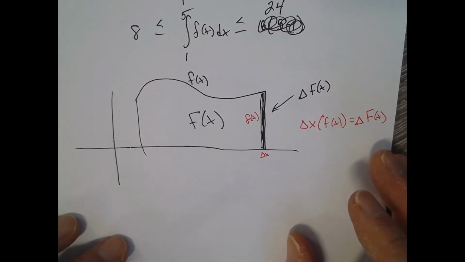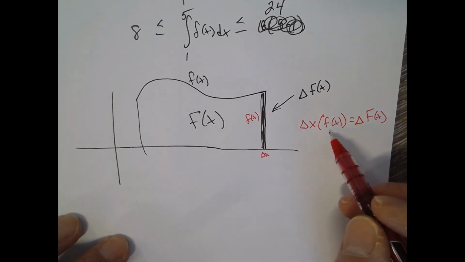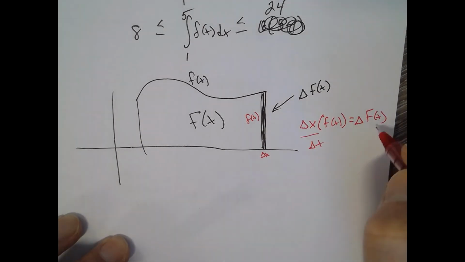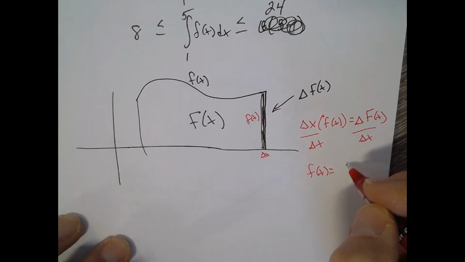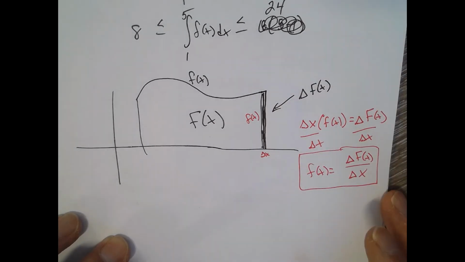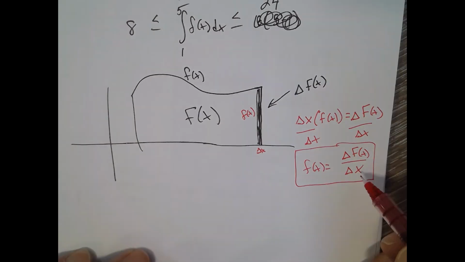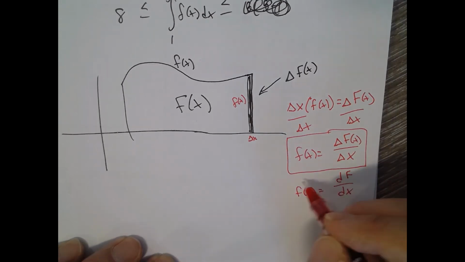Okay, that's that little rectangle, or the skinny one. If I solve for F of x by dividing by delta x, then we have F of x equals delta capital F of x over delta x. And therein tells you that the function f is equal to the change in x, while in calculus we'd say f of x equals dF/dx.